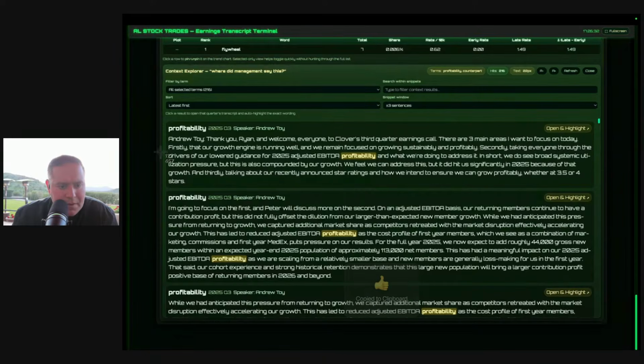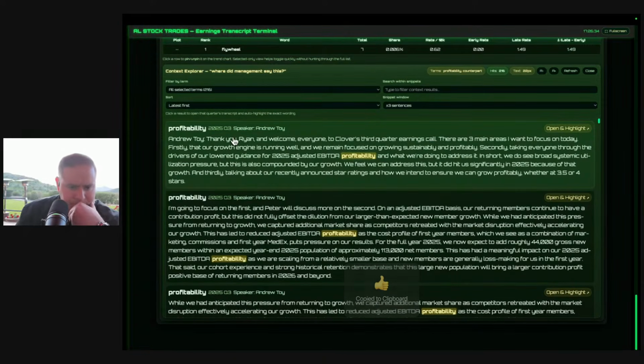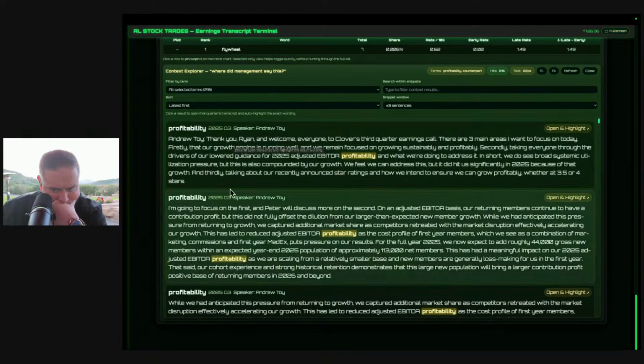Secondly, taking everyone through the drivers of our lower guidance for 2025 adjusted EBITDA profitability and what we're doing to address it. In short, we do see broad systemic utilization pressure, but this is also compounded by our growth. We feel we can address this, but it did hit us significantly in 2025 because of that growth. And thirdly, talking about our recently announced star ratings and how we intend to ensure we can grow profitably, whether at 3.5 or 4 stars.